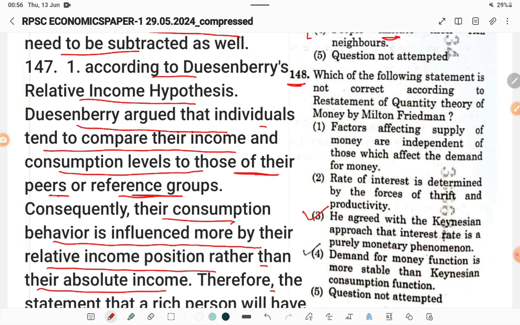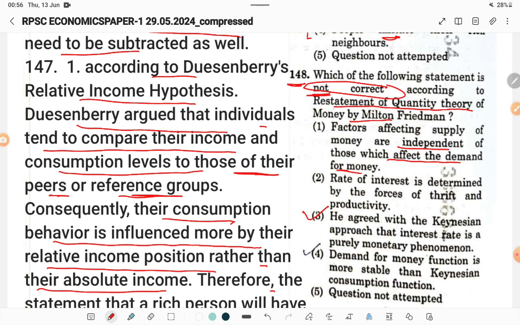Which of the following statements is not correct according to a restatement of the quantity theory of money by Milton Friedman? The first option: factors affecting the supply of money are independent of those which affect the demand for money. This statement is correct according to Friedman's quantity theory of money. Friedman argued that the money supply is primarily determined by monetary authorities, and it is independent of factors affecting the demand for money such as income and interest rate. So this statement is correct.